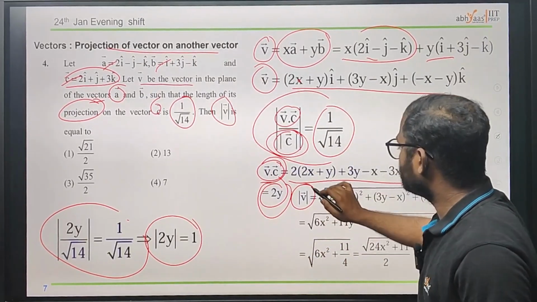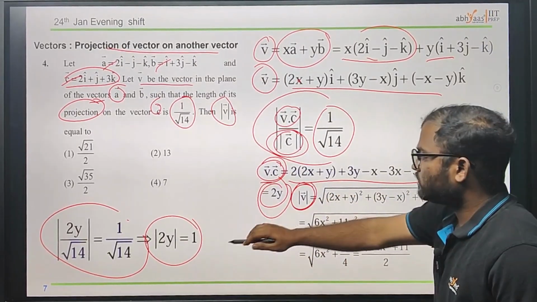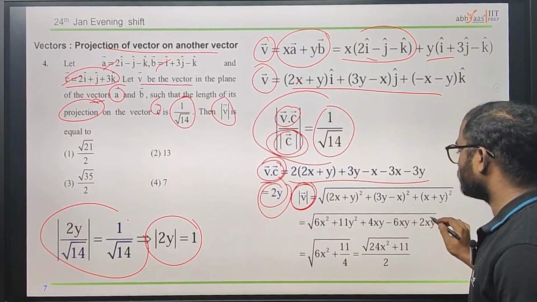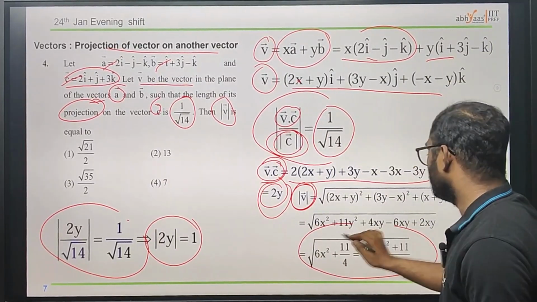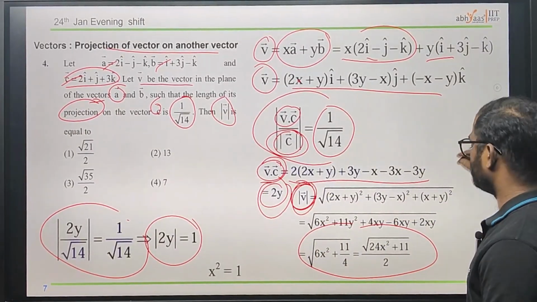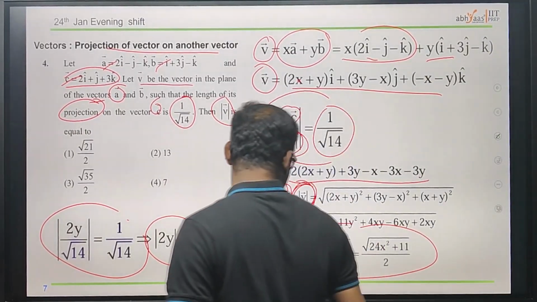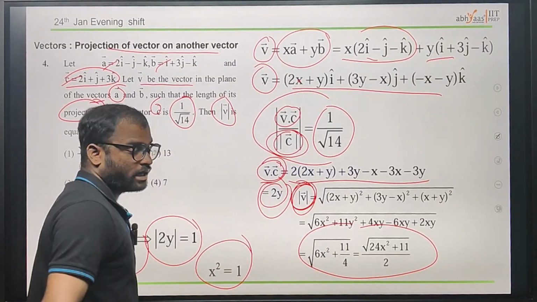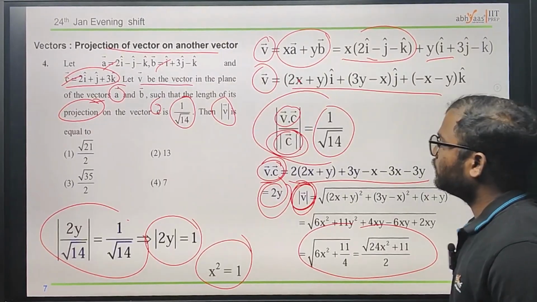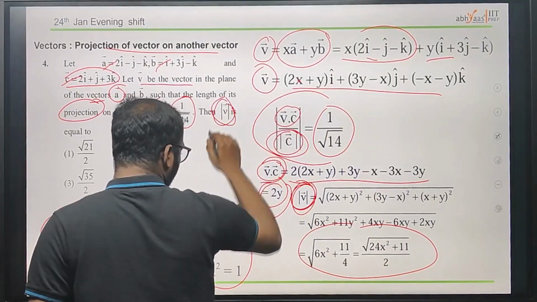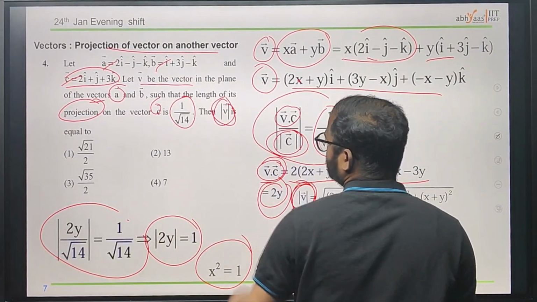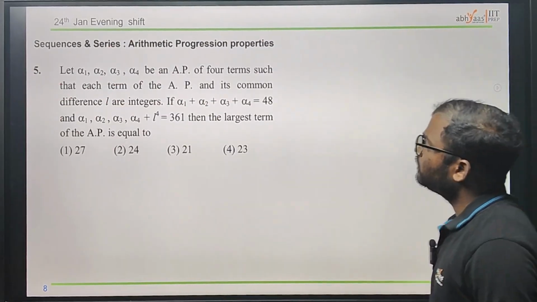Finally we can find x and y. Since we got the y value here, substituting those values we can easily find the magnitude of v bar. Now next we need to find the x value. From this we get the x value as plus or minus 1. Just substituting that, we will get the answer, which is the magnitude of v. I hope you understood.